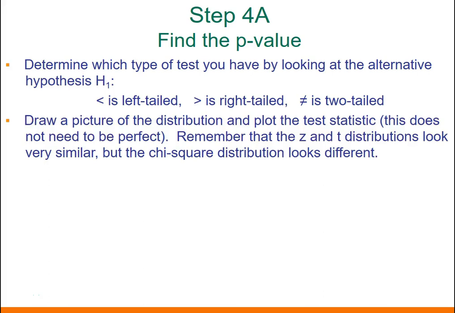Then we need to draw a picture of the distribution and plot the test statistic on that distribution. And this doesn't have to be perfect as long as you're getting the major idea of what the distribution looks like and basically where the test statistic is. And remember that the z and the t distributions both look very similar. They both have a 0 in the middle and they're symmetric on either side. But the chi-square distribution is quite a bit different.